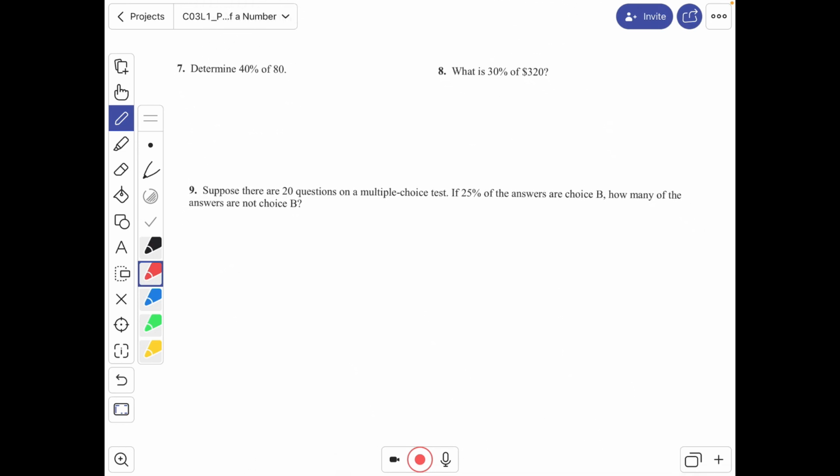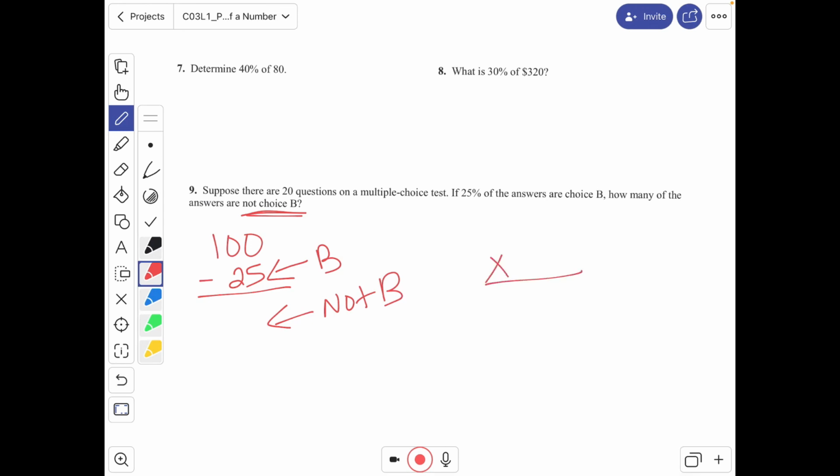Number 9 on the back says, suppose there are 20 questions on a multiple choice test. If 25% of the answers are choice B, how many of the answers are not choice B? Again, all the questions should add up to 100%. So if 25% are B, how many would not be B? And whatever answer you get there, then you multiply it times 20. You'll need to finish this on your own.